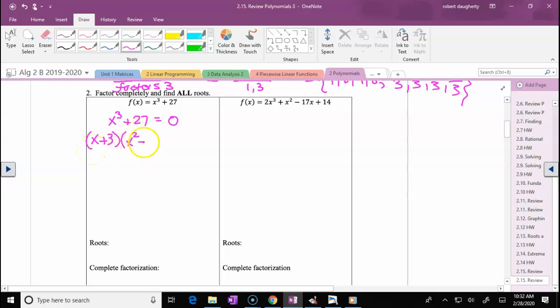So that's x plus 3 times x squared minus 3x plus 9 equals 0. If you don't know how to factor this as the sum or difference of cubes, you're going to miss this. There's a formula you have to know for this. Okay, so go back and look at your notes. Now, if I set all of these equal to 0, when x plus 3 is equal to 0, that gives me x equals negative 3. That is one of my roots.